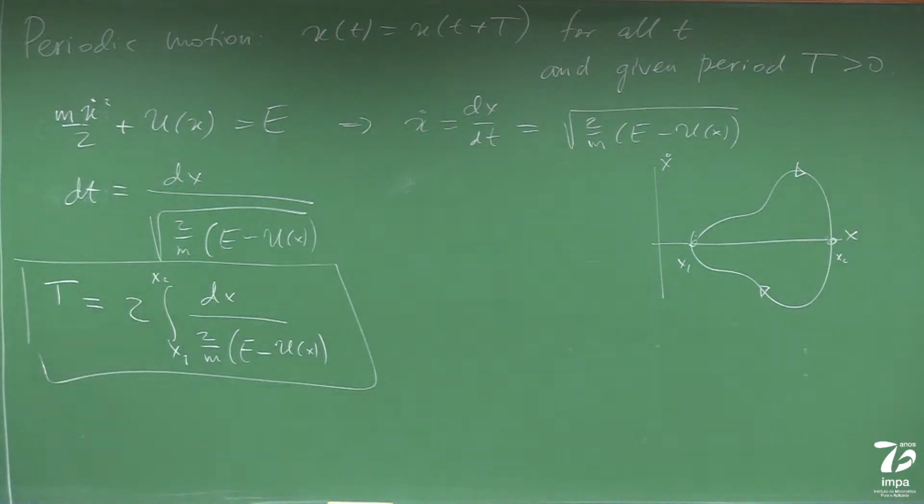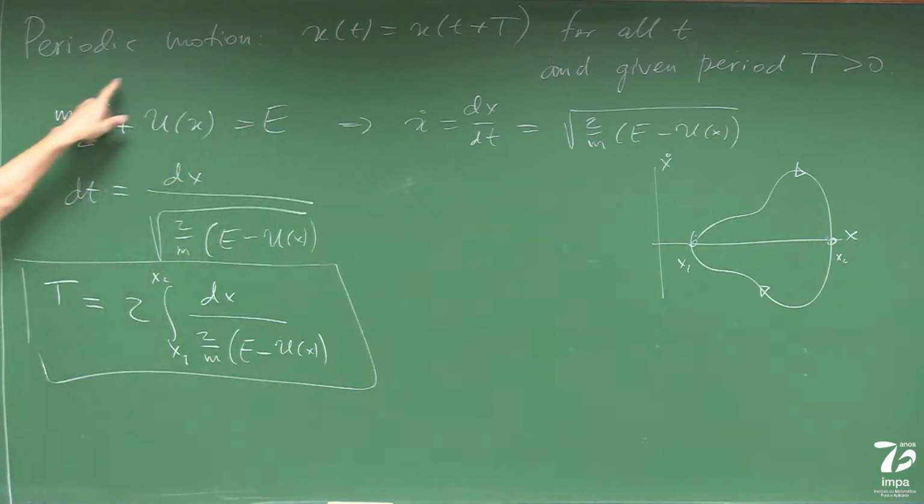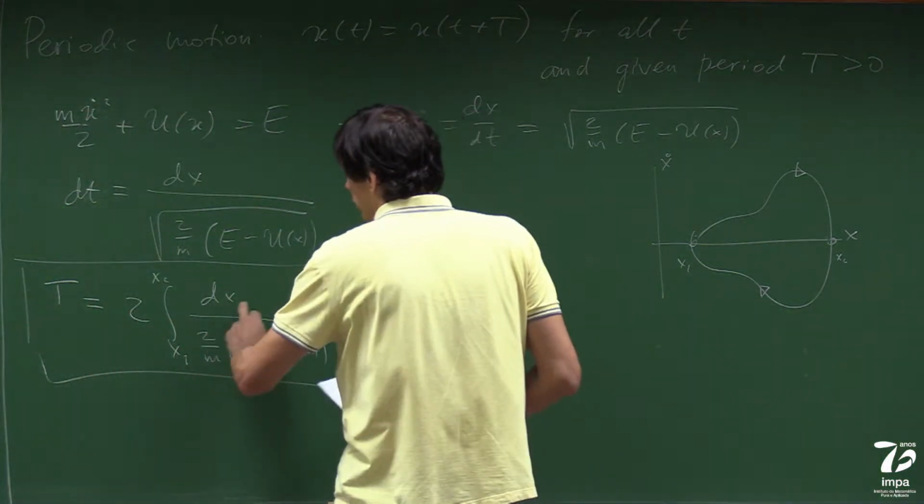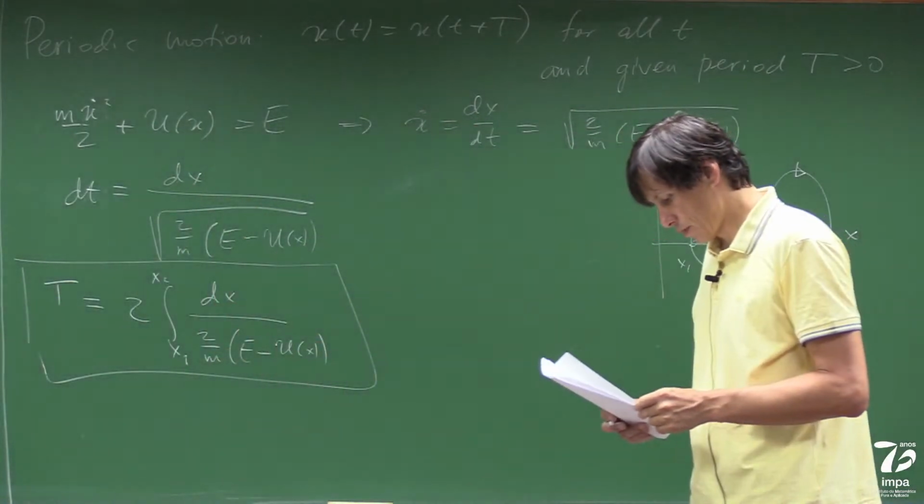So practically, having potential and knowing the initial energy, this equation gives you the shape of the orbit on phase space, and using this formula and the orbit, you find the period. So that's what we did. And in principle, that formula gives you an implicit way to connect position with time at every moment.